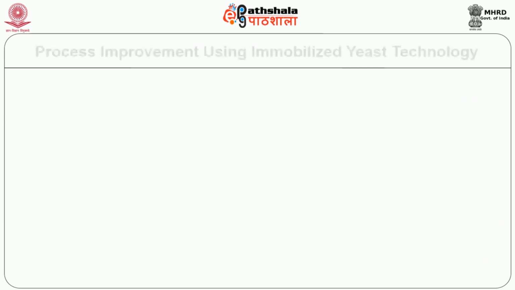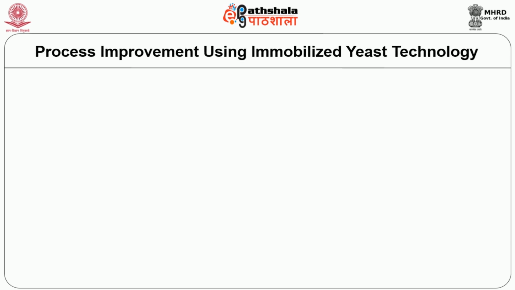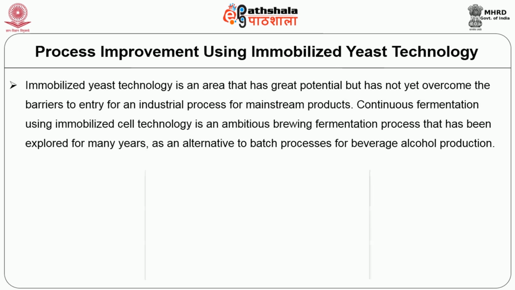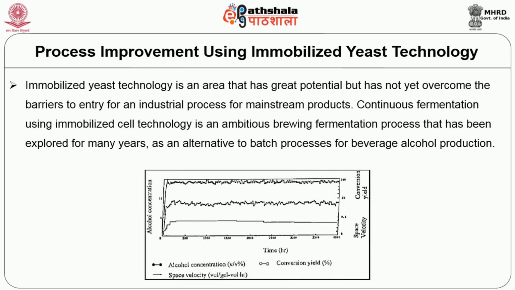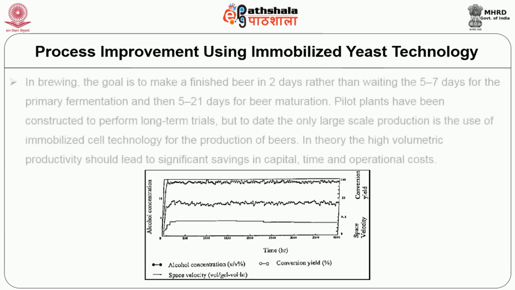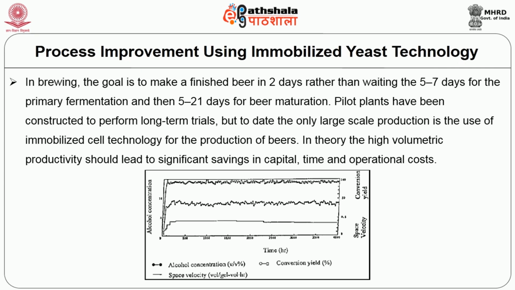Now, let us look into the process improvement using the immobilized yeast technology. Immobilized yeast technology is an area that has great potential but has not yet overcome the barriers to entry for an industrial process for mainstream products. Continuous fermentation using immobilized cell technology is an ambitious brewing fermentation process that has been explored for many years as an alternative. In brewing, the goal is to make a finalized beer in 2 days rather than waiting the 5 to 7 days for the primary fermentation and then 5 to 21 days for beer maturation.